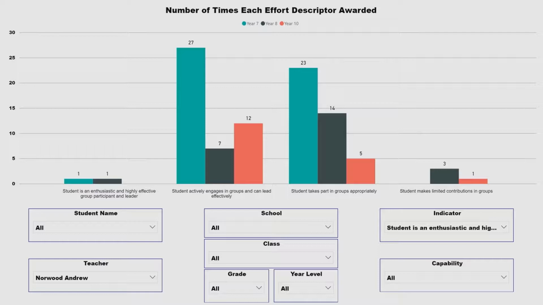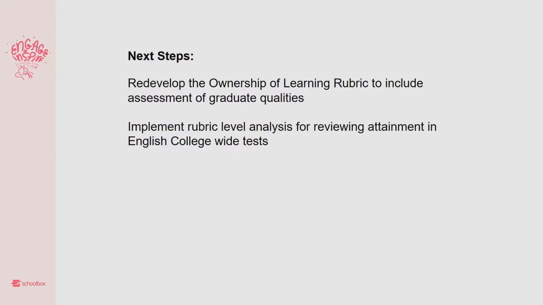So just looking at different year levels. So the next steps, we are going to redevelop our rubric to make it more fit for purpose and also less onerous on teachers, and more reflective of the graduate qualities that we want our students to be developing. And we're also moving it into the college-wide test. That's our next step as well. So I hope this is giving you some food for thought, and I'd like to ask if there's any questions.